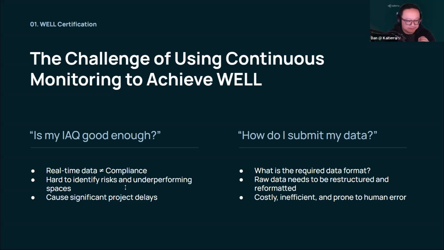The other question is, how do I submit my data? Raw data from air quality monitors is the equivalent of looking at a spreadsheet with thousands of data points per parameter, per device, and per building. So if you are a small office with a handful of indoor air quality monitors, that's still tens of thousands of data points. But if you're a larger office or looking at a portfolio of buildings to submit, you're now looking at hundreds of thousands or even millions of data points.